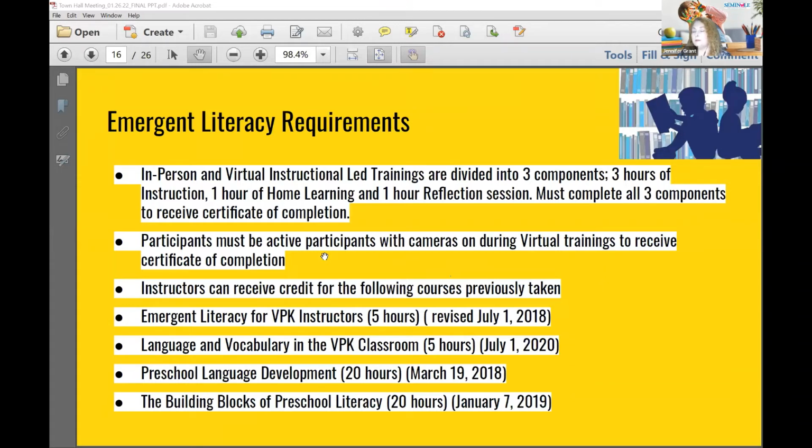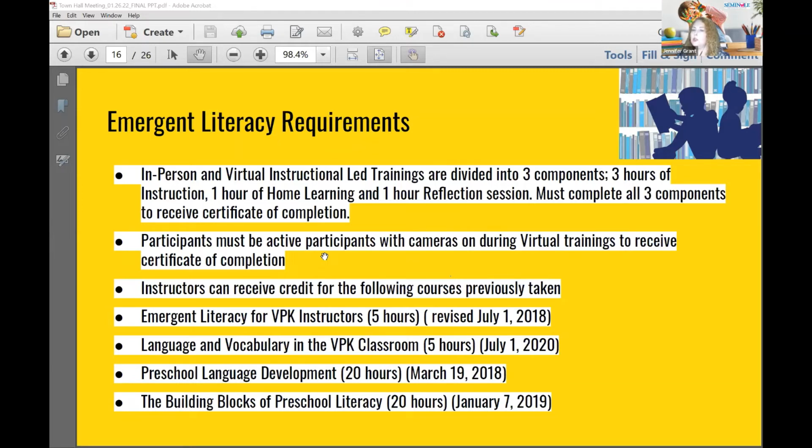So if you're on virtually, they want to have cameras on. They want to see active participation. Because this is put in the law and rule, we have to follow through and be able to prove that the folks who have completed it have done it accurately. The credit for the following courses that were previously taken are allowable, but if you took them before about 2018, those courses did not meet this requirement.